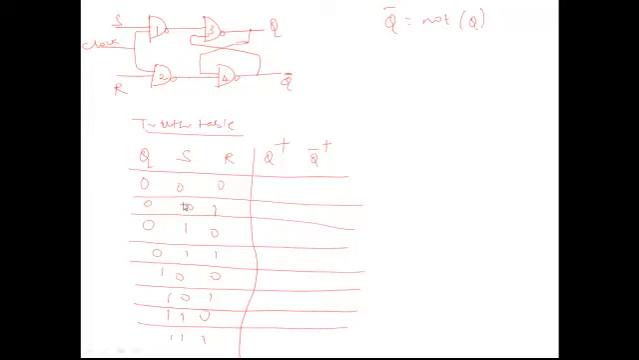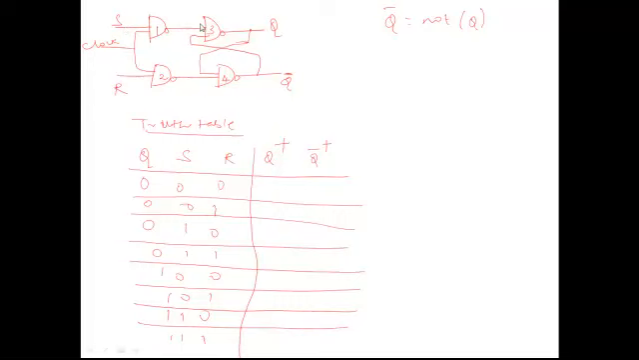So now let us say S and R are 0 and 0. Okay, so you carefully watch here. When S is 0 and R is 0, what will happen? As I told you, if any input to the NAND gate is 0, the output will be 1. So now S is 0, so the output of NAND gate 1 is also 1. R is also 0, so the output of NAND gate 2 is also 1.